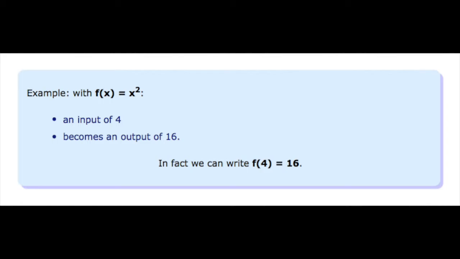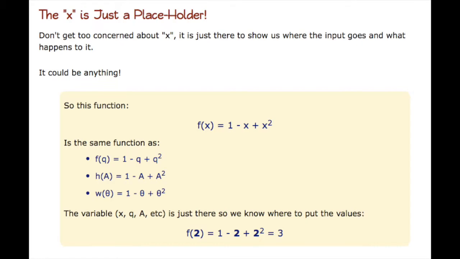For example, with the function f of x equals x squared, let's say we have an input of 4. 4 becomes an output of 16. In fact, we can write f of 4 is equal to 16. The x is just a placeholder. Don't get too concerned about x. It is just there to show us where the input goes and what happens to it.